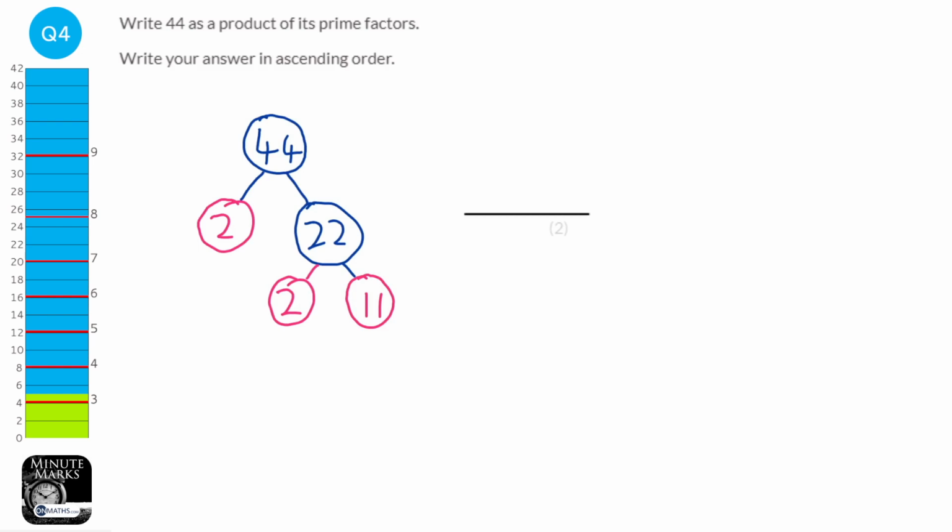Now, notice it says product of prime factors. So the prime factors are 2, 2 and 11. But the word product means times. So it's 2 times 2 times 11. Notice they're in ascending order, so it's 2 times 2 times 11. Now, if we were asked to do it in index form, we would write it as 2 squared times 11.